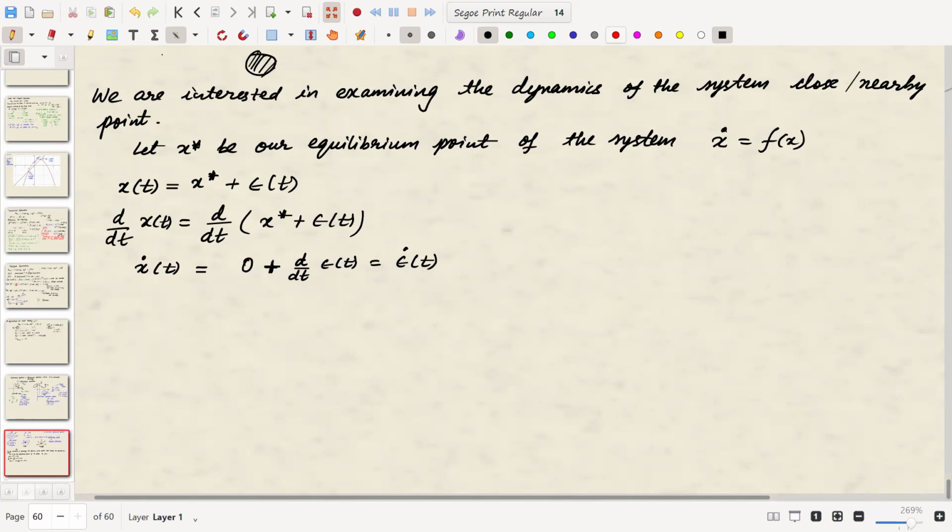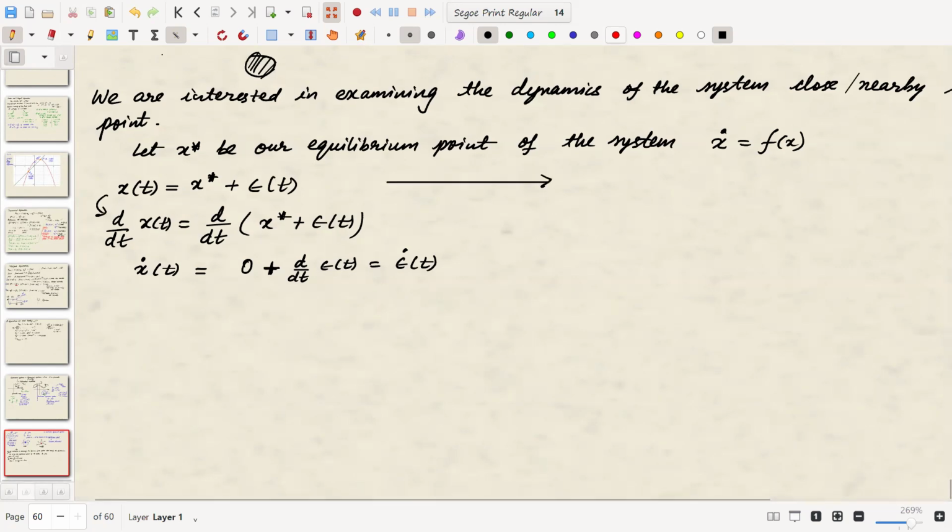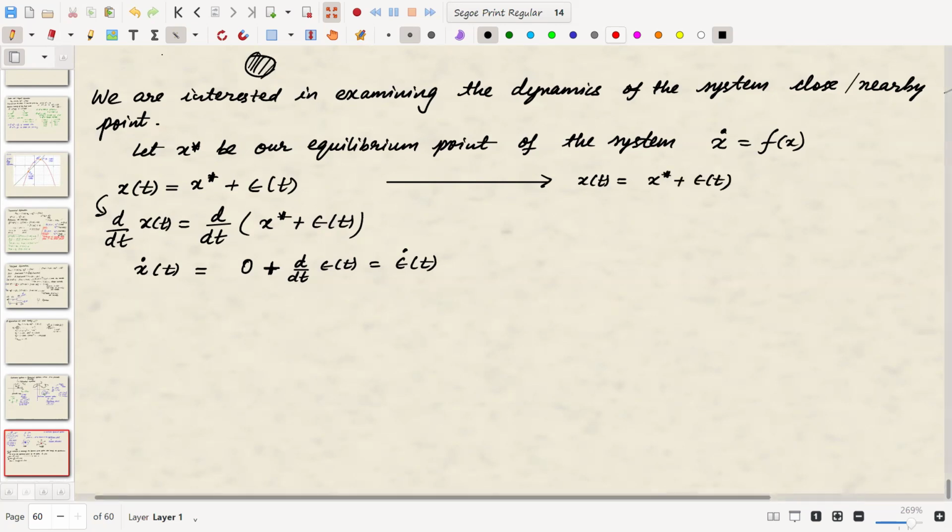But we can think of this from a different perspective. Now I will apply the function on both sides. You have x of t equals x star plus epsilon of t. Take f on both sides, the rule which you are taking for this dynamical system. So f of x of t equals f of x star plus epsilon of t. Okay, fine.